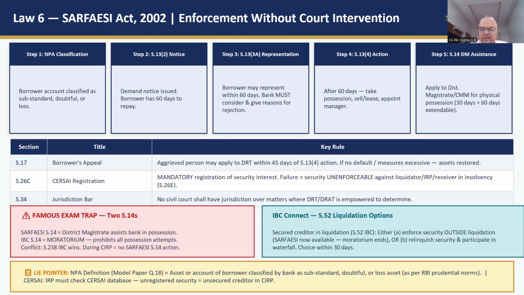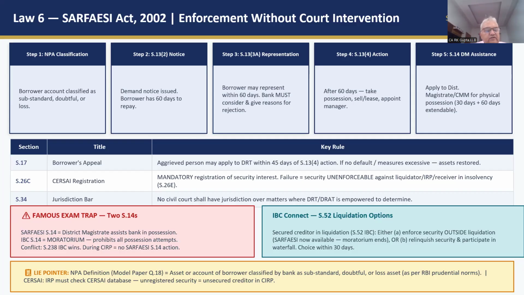Step 4 is action under Section 13 subsection 4. So once a notice is issued under Section 13(2) and no reply is received within 60 days, then the secured creditor can take possession, he can sell, lease or appoint a manager to the assets. Step 5 is seeking assistance from the district magistrate. So if there is resistance from the borrower, the secured creditor can apply to the district magistrate or chief metropolitan magistrate for physical possession, and normally they have to revert within a period of 30 days, right? It could be extended by 60 days.